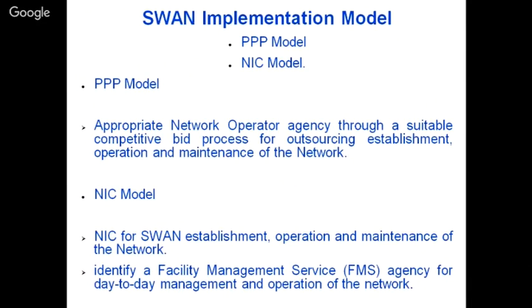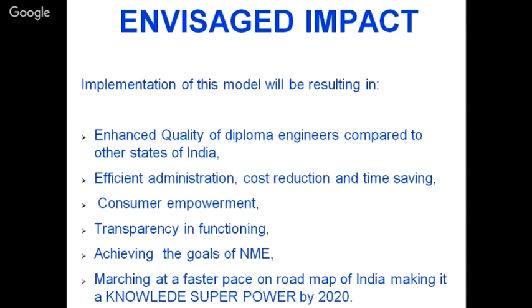Okay, SWAN implementation model: they have proposed two ways. One is public-private partnership, where you, as a government, enter into an agreement with IBM or certain other company to offer you that solution. Another is the NIC model, where you route through a government system, the National Informatics Centre, and they will do it for our system. In the same way, private colleges or universities may go for the PPP model, in-house model, or consultation model.